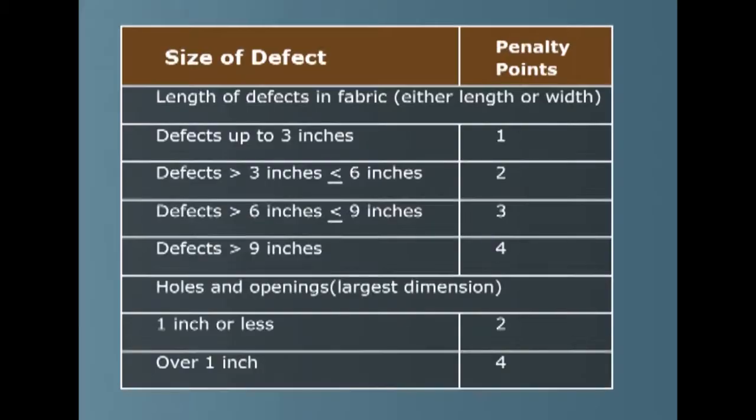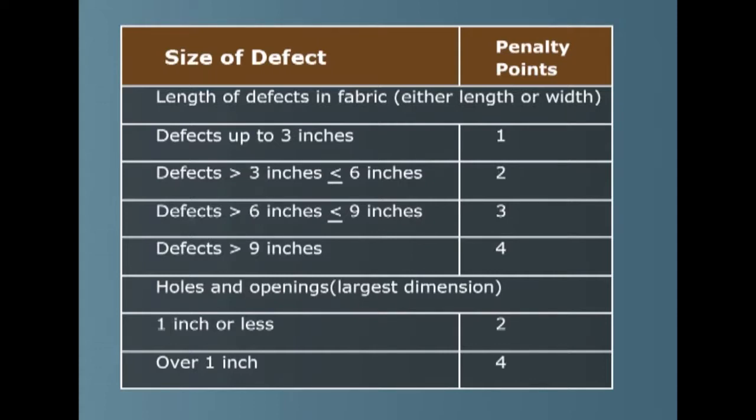All defects must be flagged during inspection. The criteria followed for giving penalty points are the size of the defect and the penalty points that are given. So, if the length of the defect in fabric, either length or width, is up to 3 inches, it will be given a penalty point of 1. Defects more than 3 inches and up to 6 inches get a penalty of 2 points. Defects more than 6 inches and up to 9 inches are given 3 points, and defects more than 9 inches will be given 4 points.